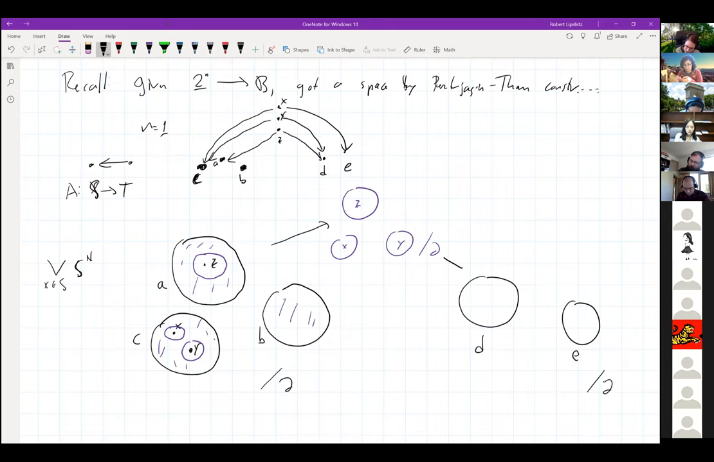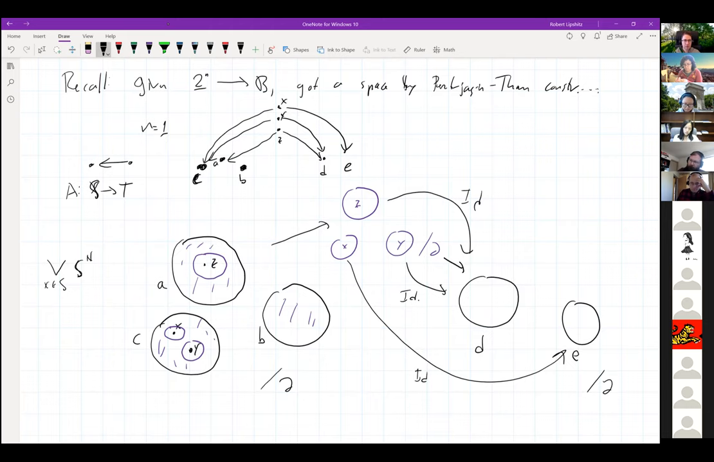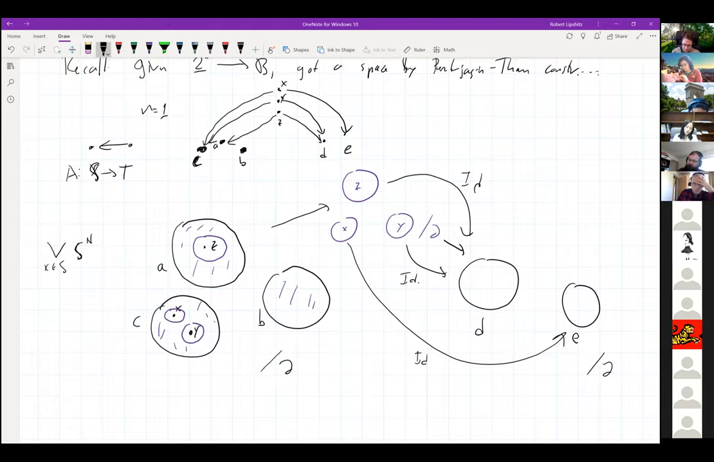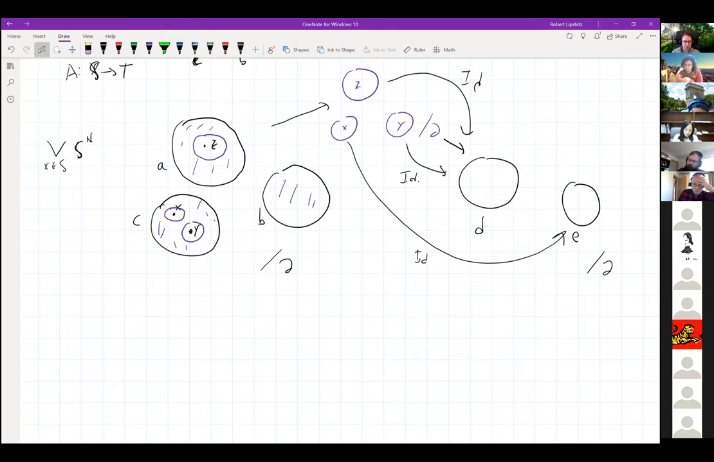So I just mapped the identity map there, and Y and Z were going to D. So I take the identity map there. We talked about this last time. This is sort of a special case of what we talked about last time.